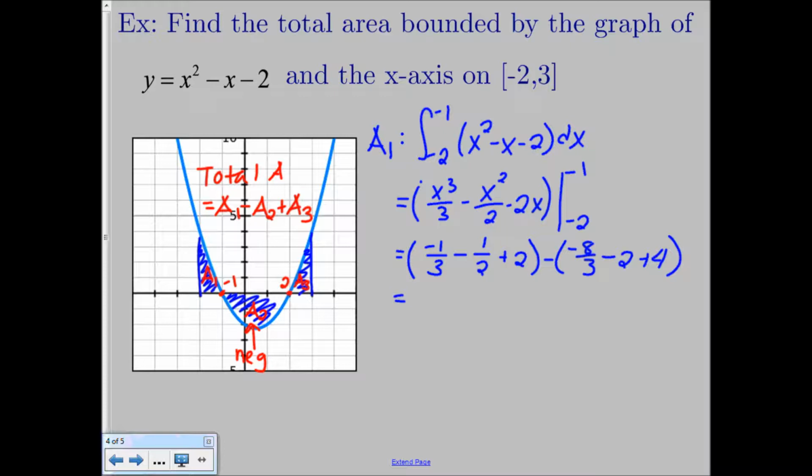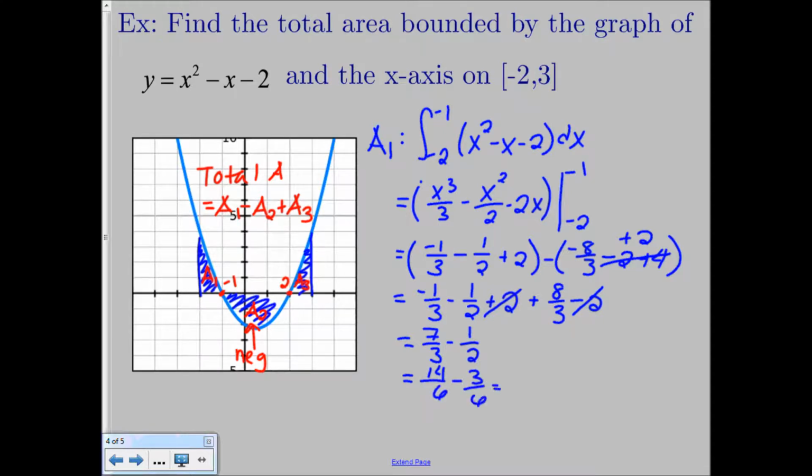So now we're going to get -1/3 minus 1/2 plus 2 plus 8/3. And I can rewrite -2 plus 4 to just be a plus 2. So I'm really going to get a -2 here when I distribute the negative sign to it. My plus 2 and my -2 are going to cancel. And we're going to get 7/3 minus 1/2, which is just going to be 14/6 minus 3/6, which is equal to 11/6. So that's A1. So we might even label that over here as 11/6.